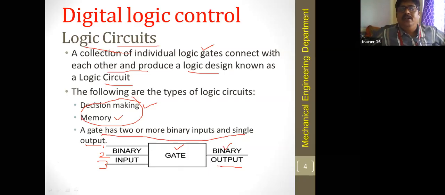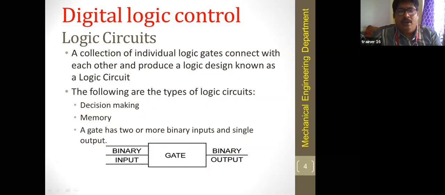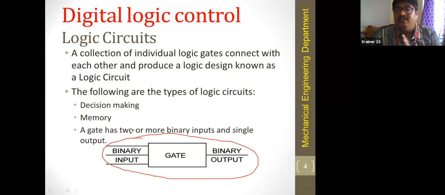So now it is clear. I am reminding you of this, we have to remember. For a gate, the input may be one or two binary inputs, that is 0 or 1. And from the gate, we can get the output. What is the output? Only a single output. That single output is a binary output, maybe 0 or 1.